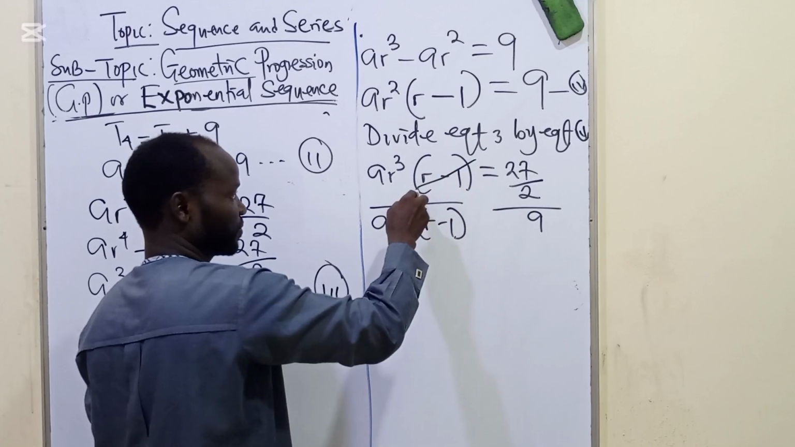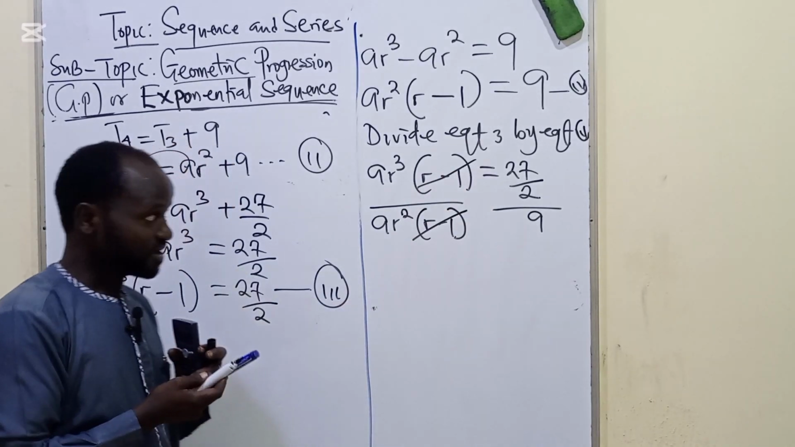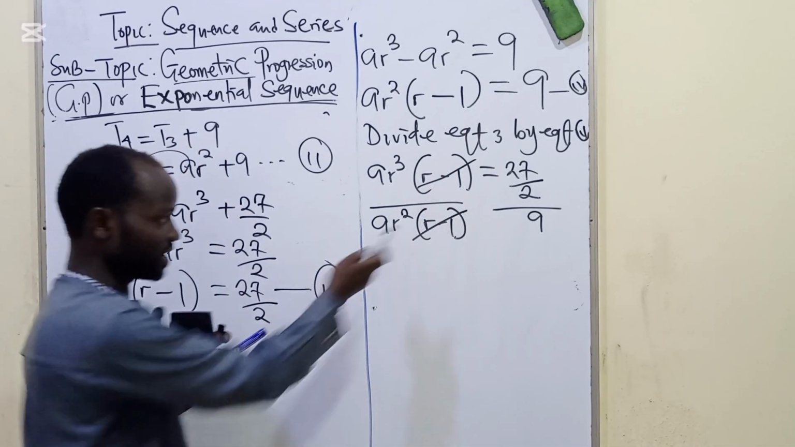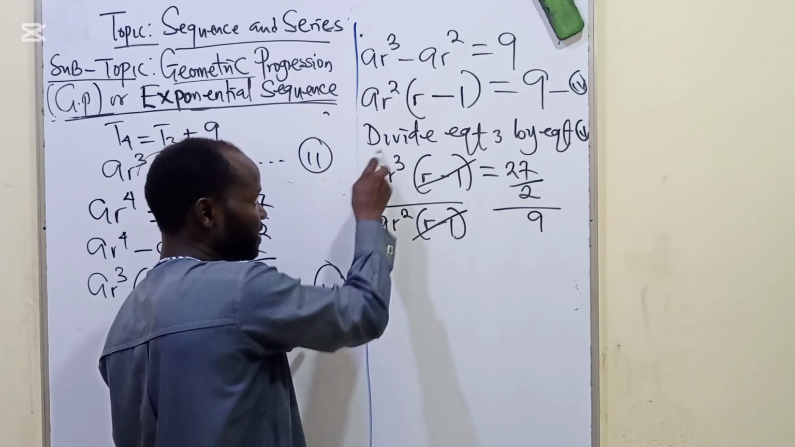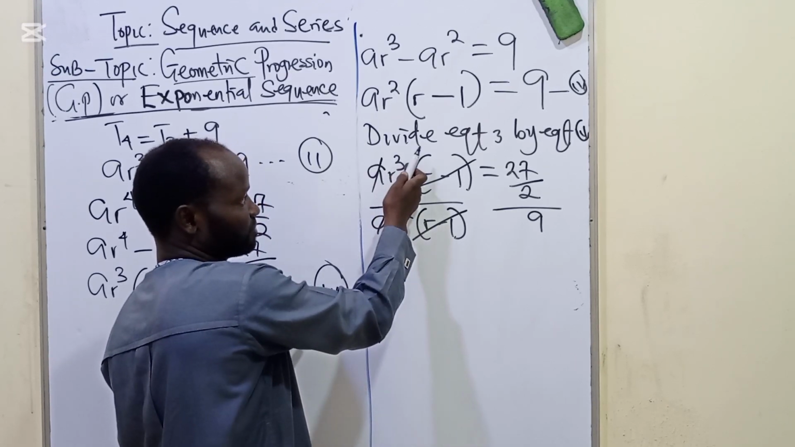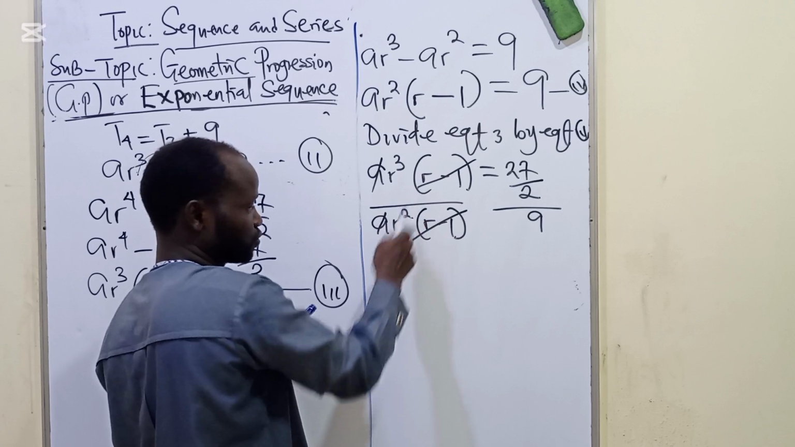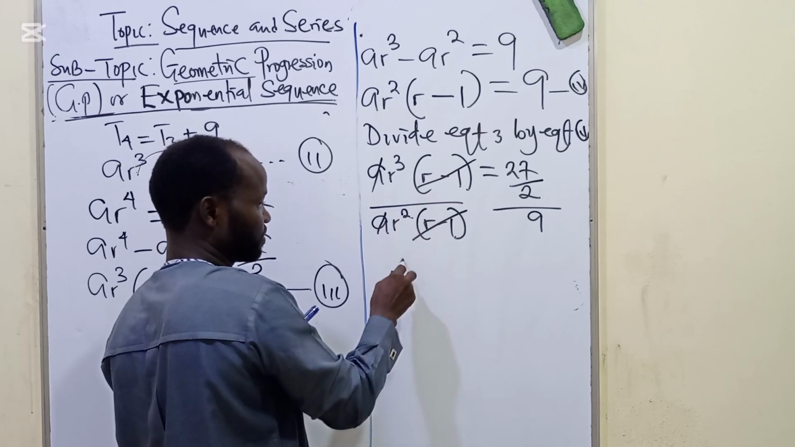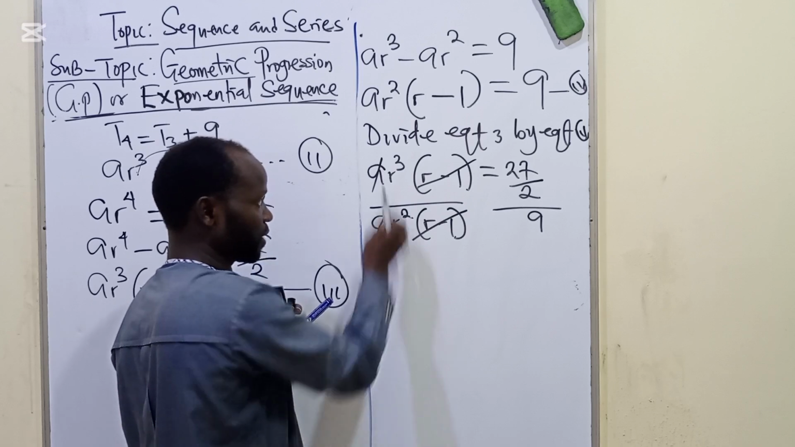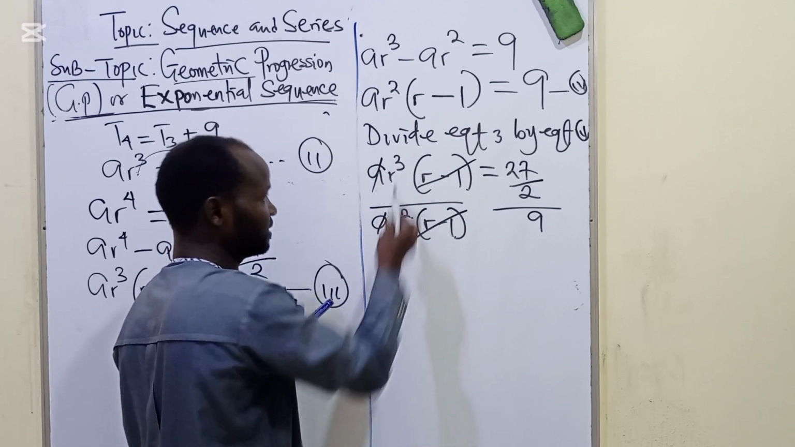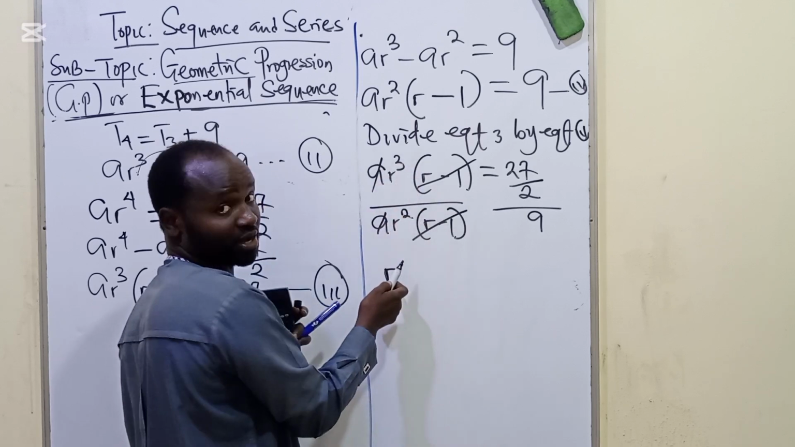Clearly here, we can remove this. R minus 1 in the numerator and we have it in the denominator will be 1. AR power 3 divided by A, we will divide A. AR power 3 divided by AR power 2 will be left with R. What do I mean? When the bases are the same and we are dividing, we can subtract the power. We pick one of the bases, that will be R. 3 minus 2 is 1. That's why we are having R.